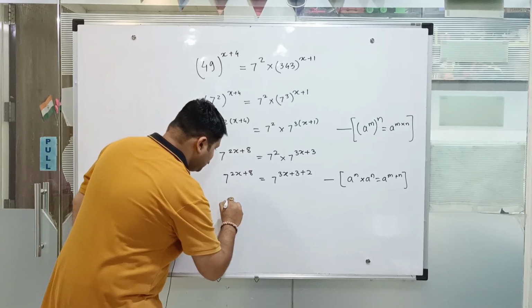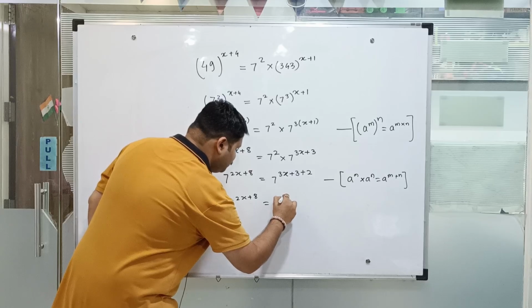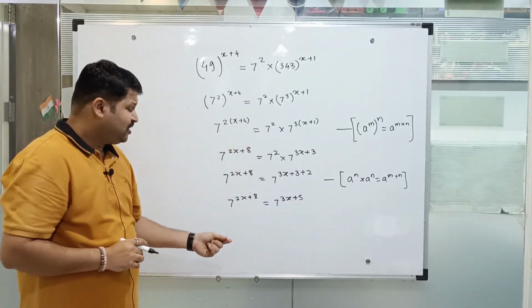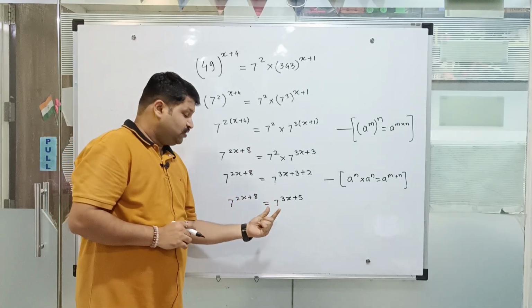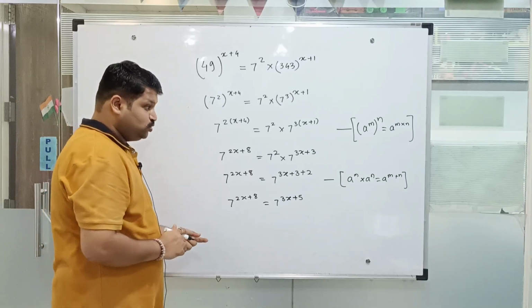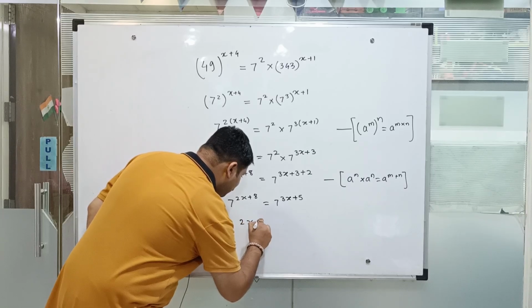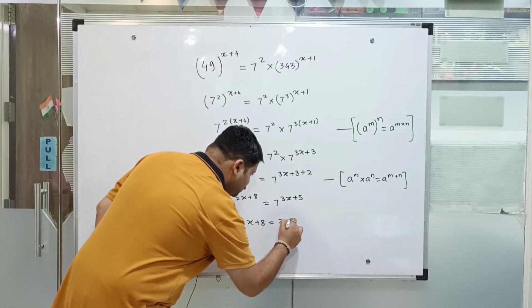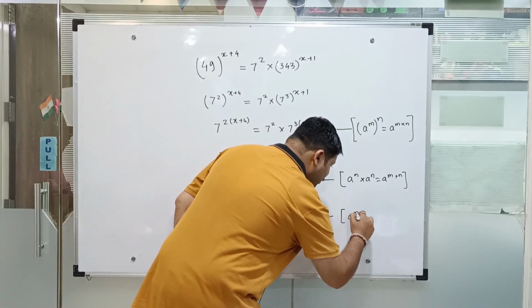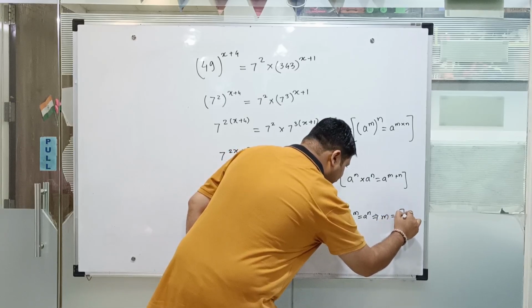I would end up with 7 to the power of 2x plus 8 is equal to 7 to the power of 3x plus 5. Now, if the bases are the same and the two expressions are equal, it means that their exponents are also going to be equal. So we'll use the rule here. We can say that 2x plus 8 is equal to 3x plus 5. The rule we are using here is that a to the power of m is equal to a to the power of n implies that m is equal to n.